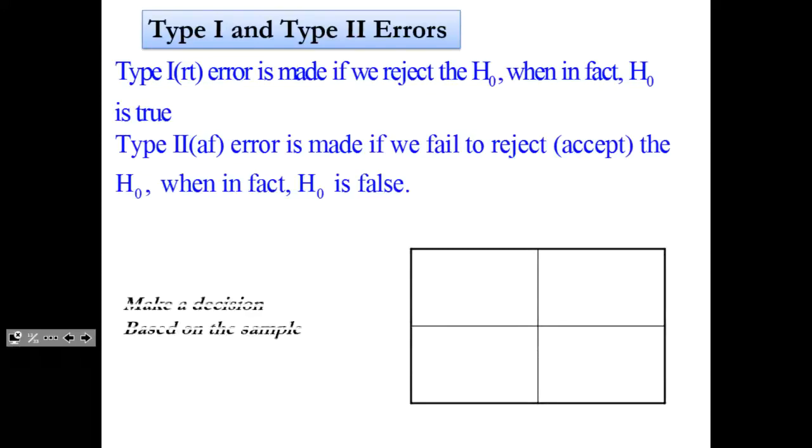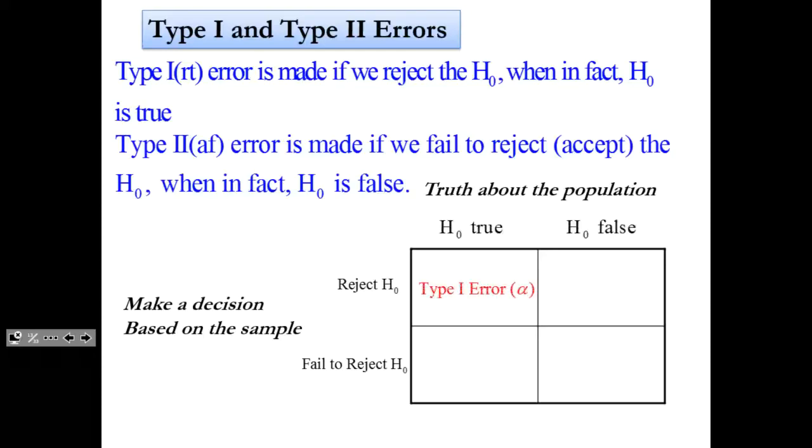So these are the types of errors we can make. First of all, we make our decision based on the sample. We can reject the null or we can fail to reject the null. And if you look at the top here, it says the truth about the population. The truth is either that the null hypothesis is true or the null is false. If the null was true but we rejected it, that's a type 1 error. Our chance of making a type 1 error is the alpha. As soon as we decide on that alpha of 0.01 or 0.05 or 0.10, that is our probability of making a type 1 error. Our type 2 error is called beta.